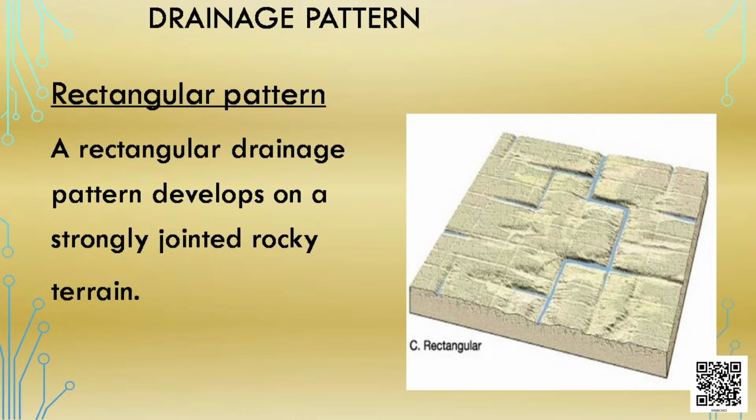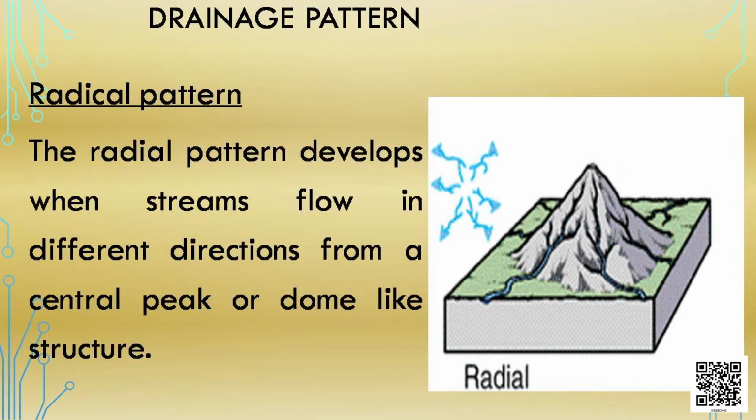The last but not the least, that's the radial pattern. Radial is a pattern that generally develops in a mountain. The small streams radiate almost in all directions from the mountain top. When they flow in different directions, we call it a radial pattern. So this is all about your drainage pattern.